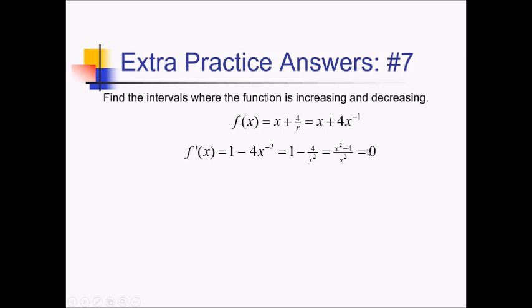So let's set it equal to 0. And if x squared minus 4 equals 0, then if we add 4 and square root, x has to be plus or minus 2. So those are two critical values we can take to the bank.